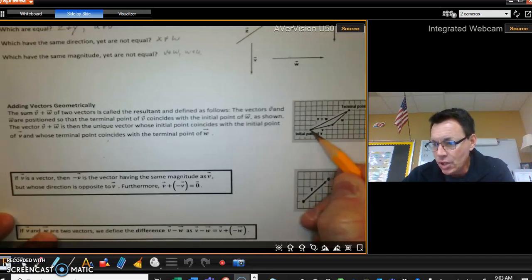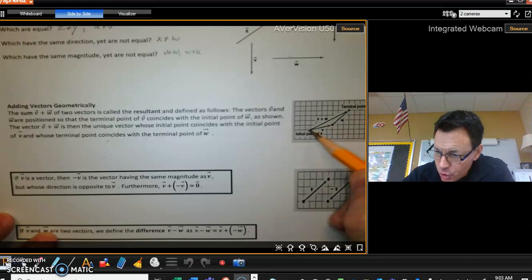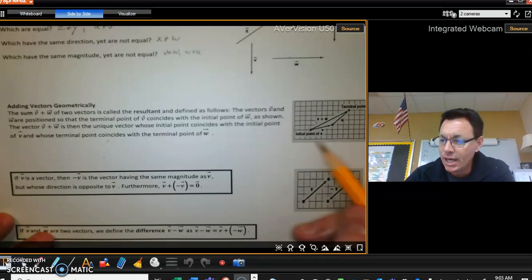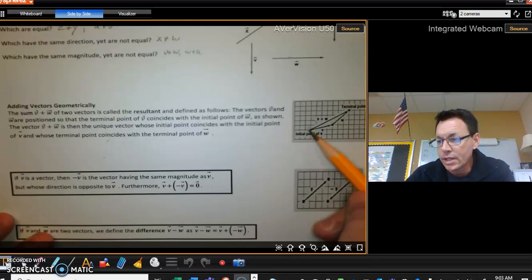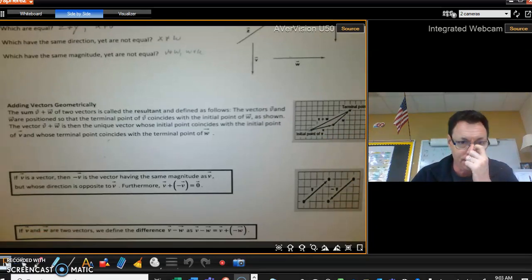My initial starting point and my terminal, or ending point, the connection between those, that's the sum of these two vectors. So think of it as there's a force pushing you this way. There's also another force pushing you this way. So the result is, where did I start and where did I eventually end up? That would have been a force going along that path. Okay, so that's geometrically how to add vectors together.